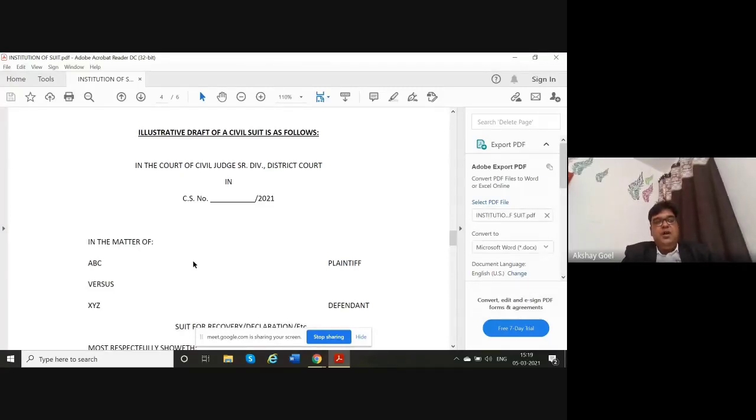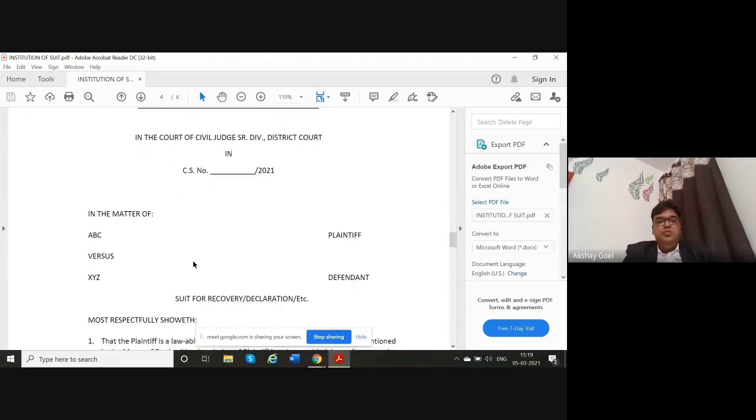So after finding out who are the necessary and proper parties, you come to the title of the suit. Suit for recovery, suit for declaration, suit for partition, suit for damages. It depends upon the case which comes to you, when the client comes to you, and what civil wrong has been committed against him.